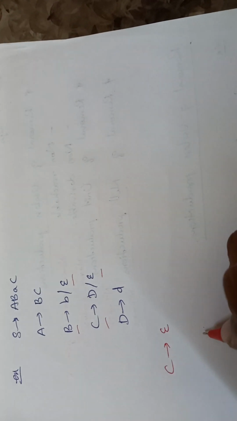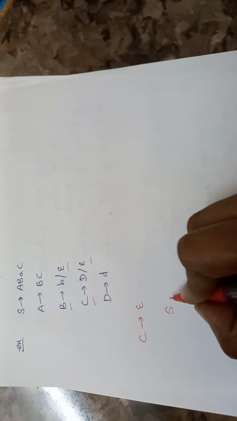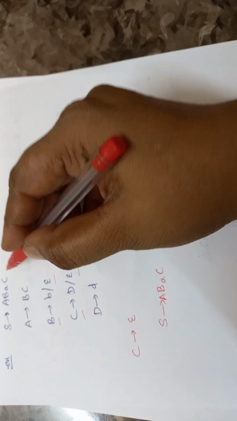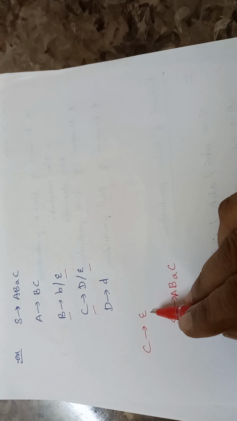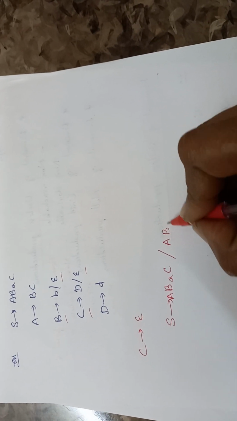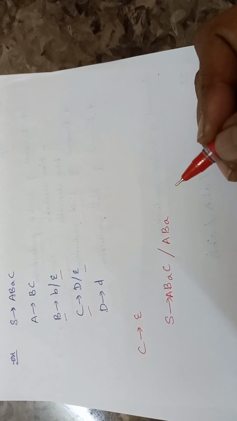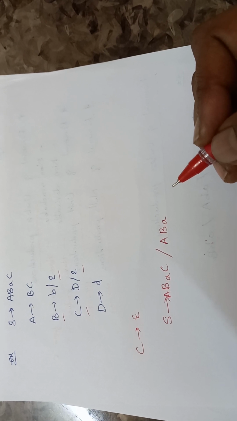That means, say for example, the first one, S derives ABAC, the first production I have taken as it is. So then what is the thing we have to do? C derives null. So if at all null is substituted in this production, what will be added to this particular production? In the S production, ABA will be added. Right? Then what is the next thing we have?